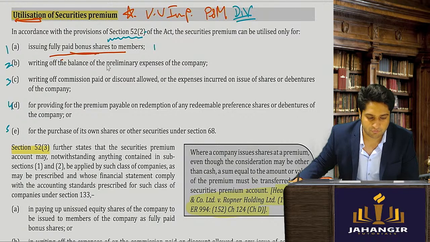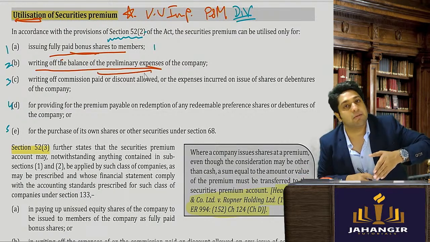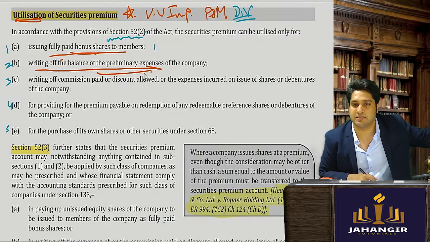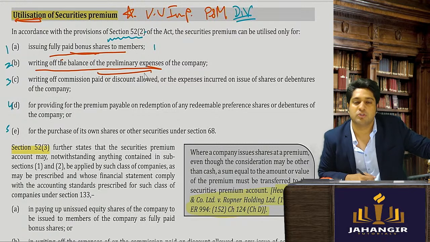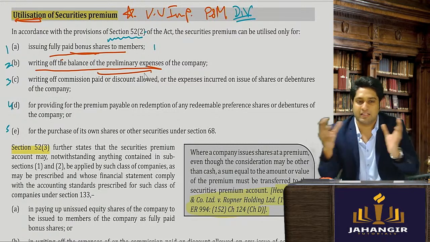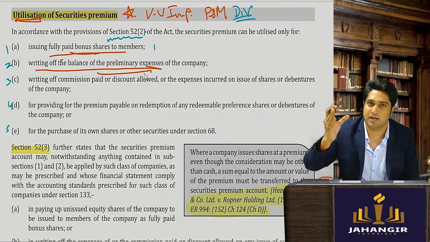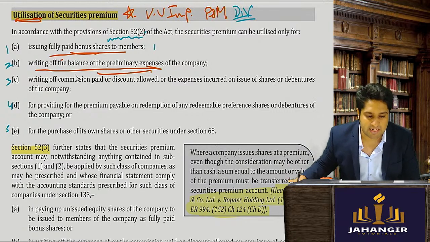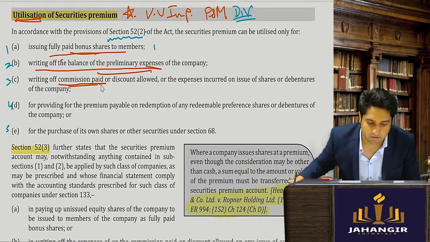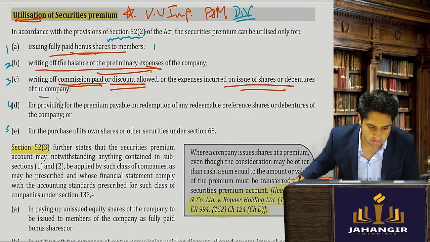For bonus shares, for writing off preliminary expenses. For example, preliminary means pre-incorporation expenses. So before incorporation, I must have spent some amount. So that amount I can use security premium account to pay off, those past expenses done before incorporation. Next is writing off commission paid or discount allowed on issue of shares or debentures.